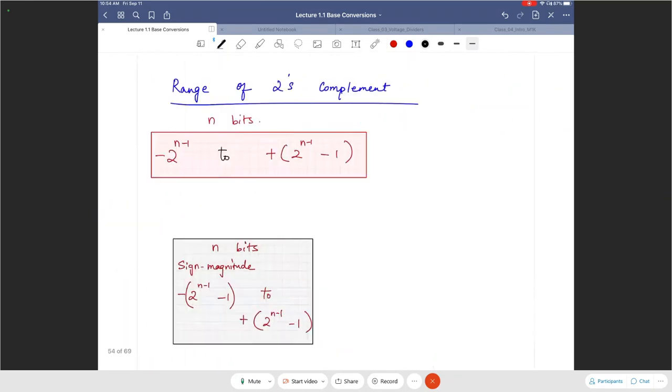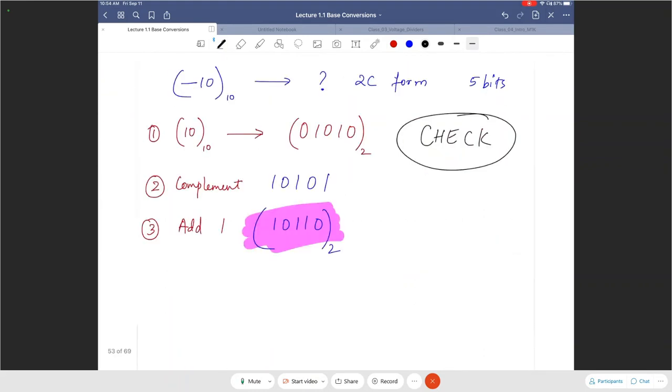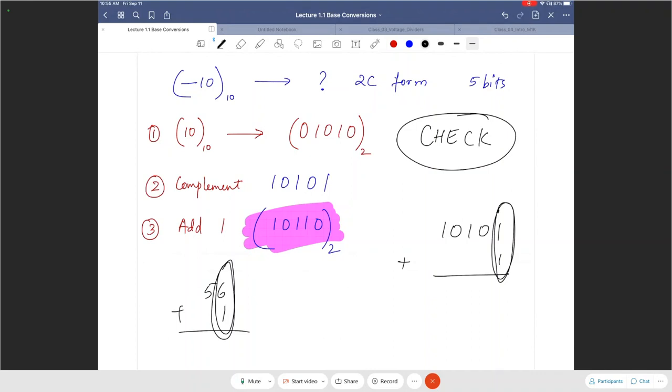Let's move on. Talk about the range of 2's complement form. And at the bottom of this slide, we also have the range of signed magnitude form using n bits. Where do you add the 1? All the way to the right, right? So when you're doing 1, 0, 1, 0, 1 plus 1, it's all the way to the right. You always add to the right, right?